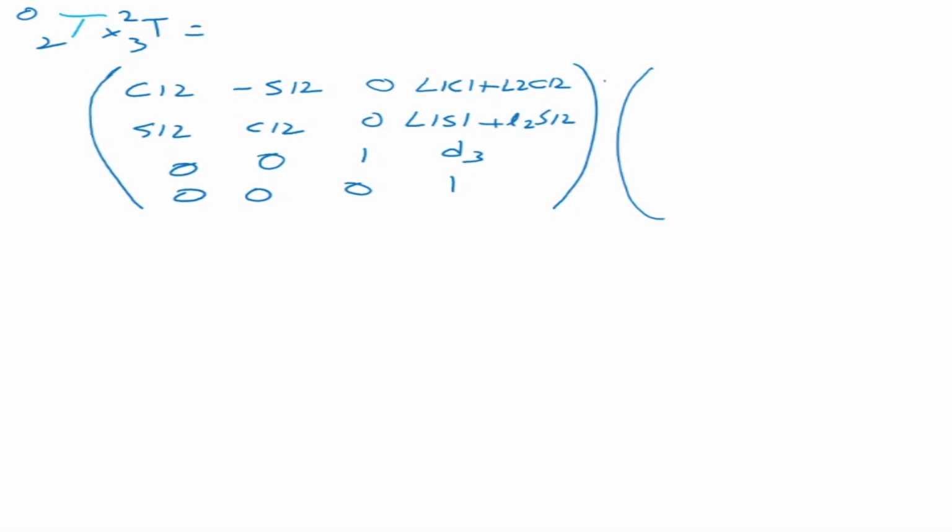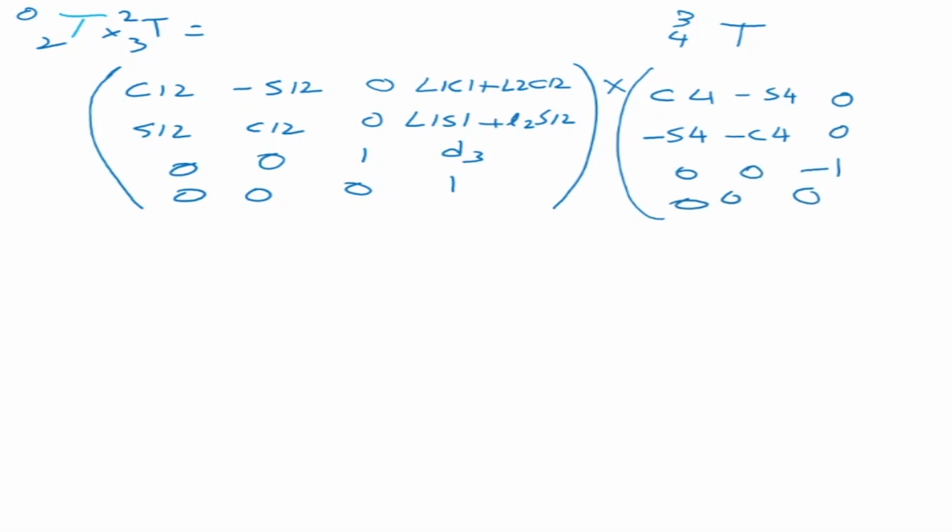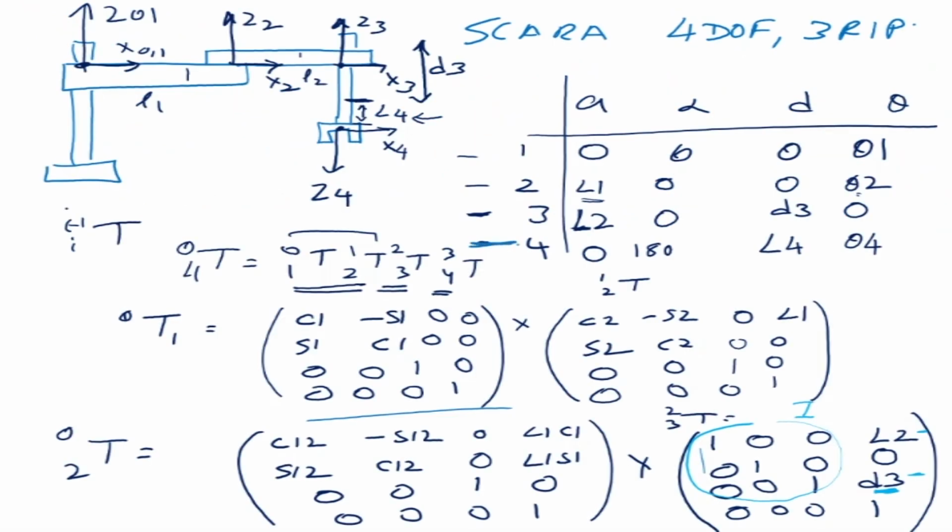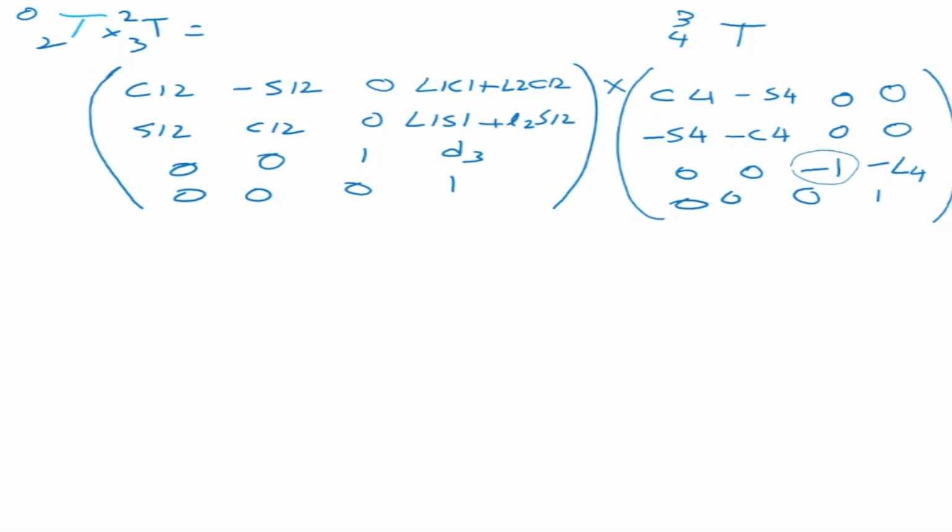Okay. Now let me write, this is multiplied into the matrix 3 to 4. So the last one I multiply, what is 3 to 4? I get C4, minus sine 4, 0, 0; sine 4, cos 4, 0, 0; 0, 0, minus 1, 0; and here I get 0, 0, minus L4 and 1. How did I get that? I took the fourth row and I put it in the matrix. Now here, please note that alpha there is 180, which basically means the z-axis has changed. So the change of the z-axis is coming here now. That's minus 1.